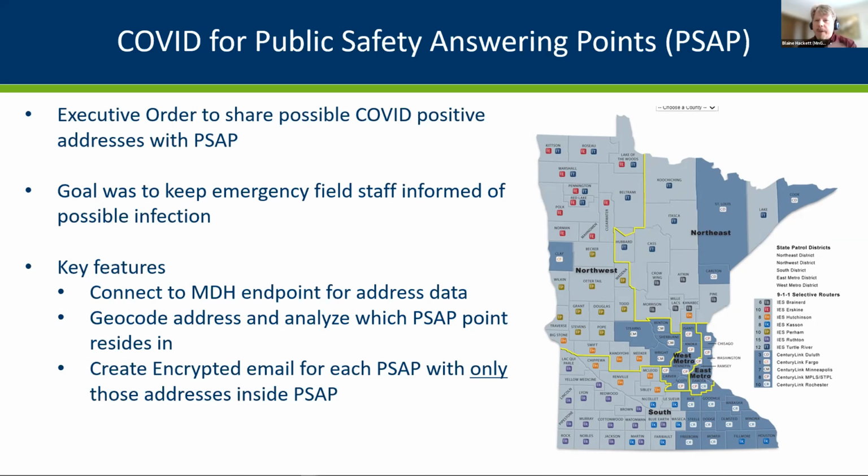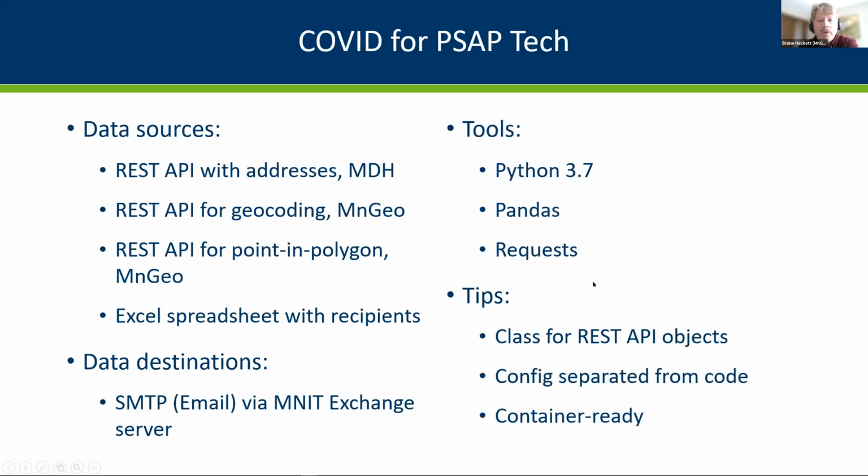The reason it had to be done so quickly is because they needed to communicate this information to the emergency field staff about possible infections. But it had to be communicated to just the PSAPs, and it had to be encrypted information, so as to keep any of that information out of public view. And now I'm going to turn it over to Bill to discuss the technical details of this project.